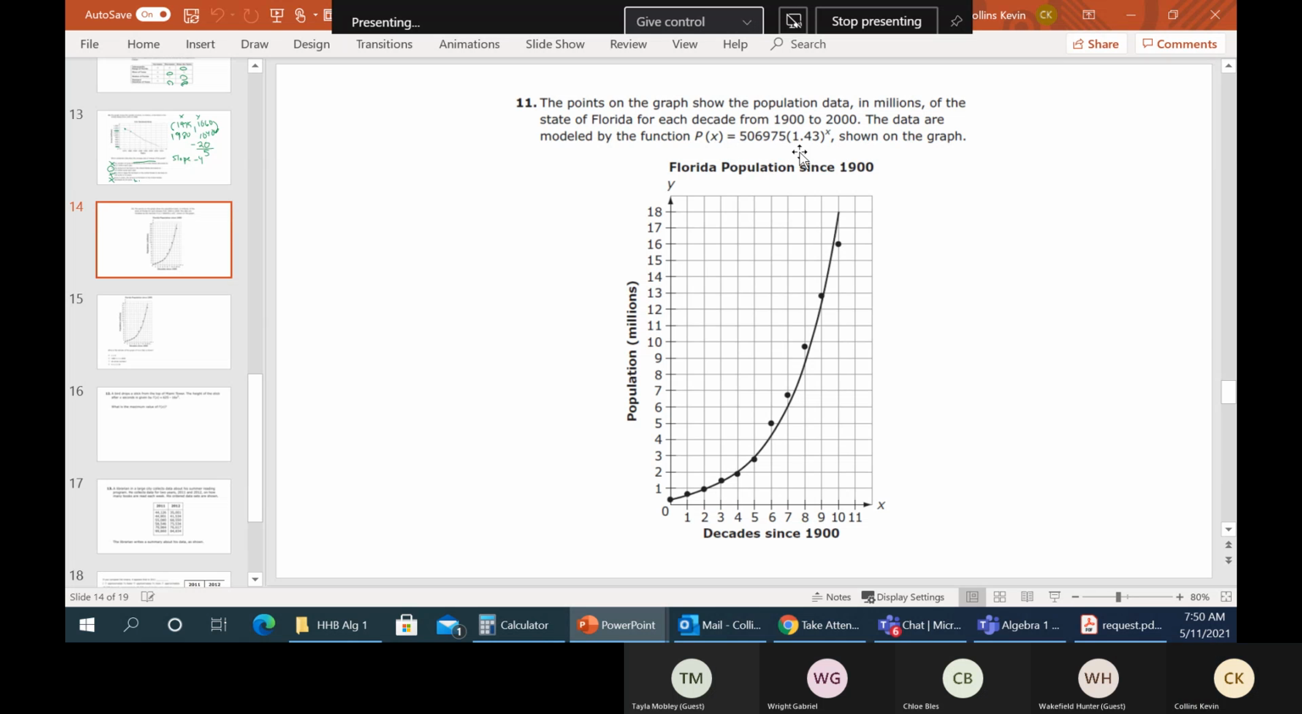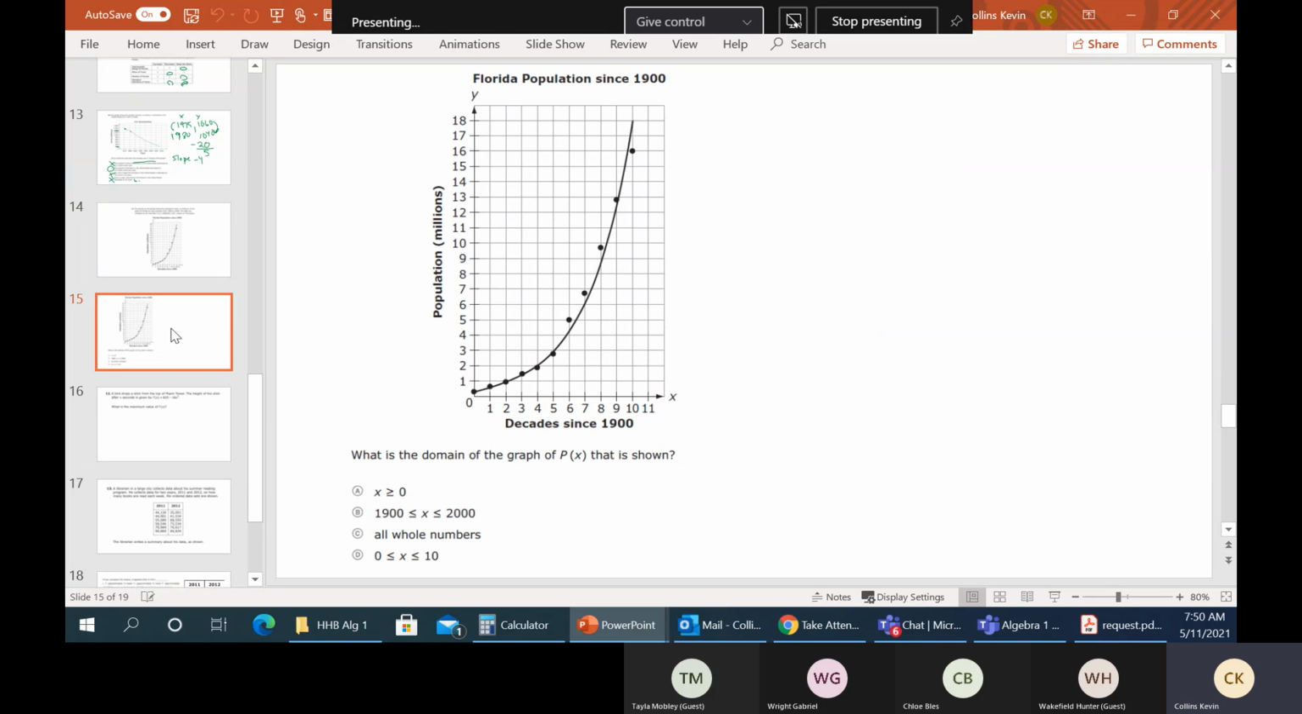So here's the function that we're using. Okay. So then let's see what the actual question is. So we're going to have to go to the next slide here. All right. So it says, what is the domain for the graph P of X that is shown? So domain, again, is domain X values or Y values? Yeah, it's X values, right?